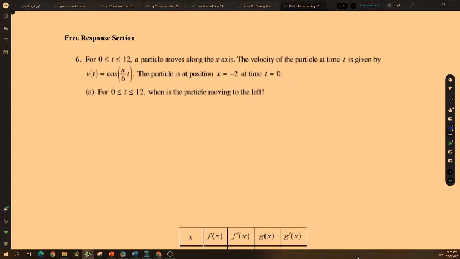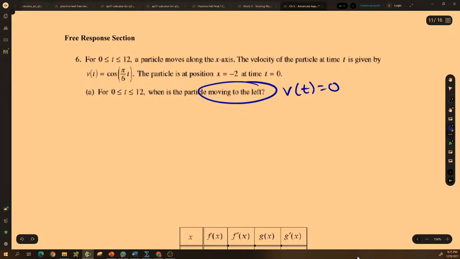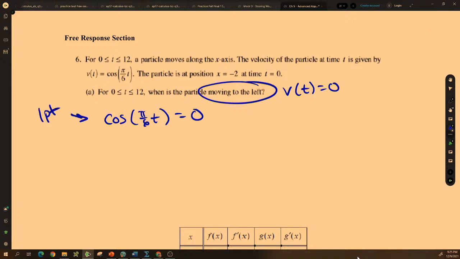But when is the particle moving to the left? So moving to the left is v of t less than 0. This is a non-calculator question. So I need to just take cosine of pi over 6 t and set it equal to 0. Even if you don't know how to solve this, write this. This is likely 1 point, just that. Even if you don't solve it, that's a point.